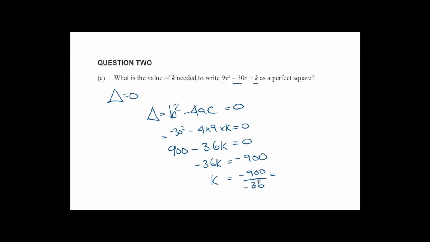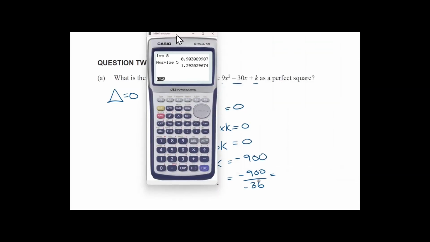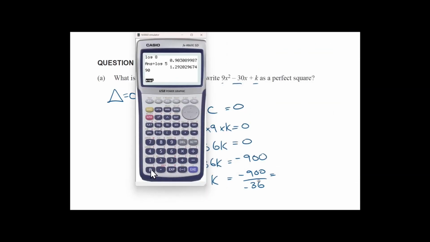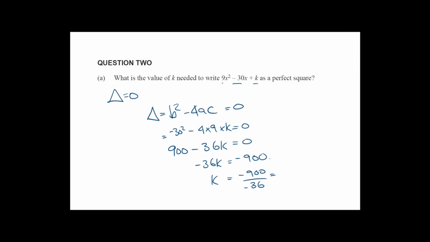And k is going to be whatever that is, 900 divided by 36, 25. Remember, the negatives cancel, so it's going to be 25.